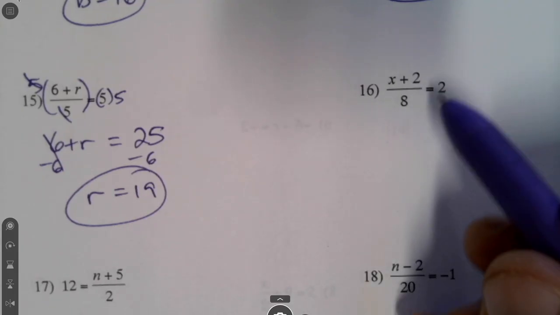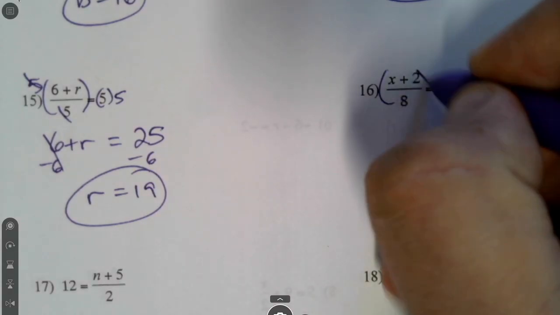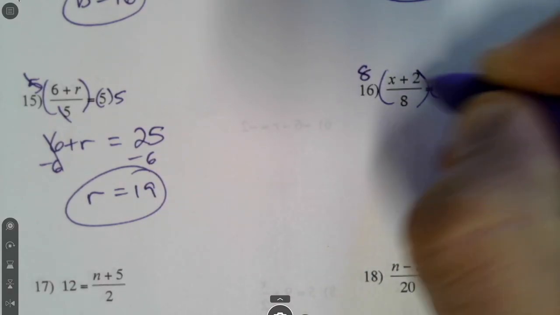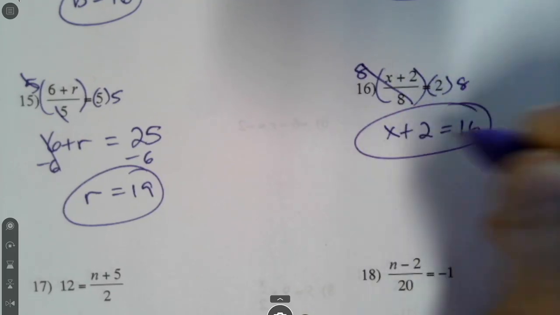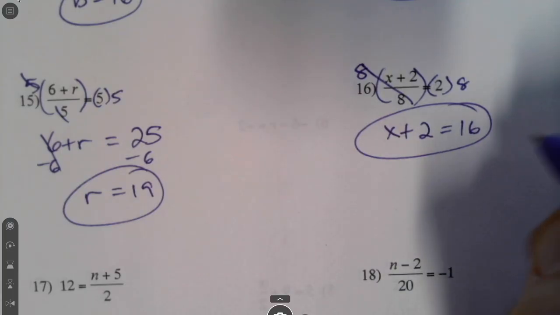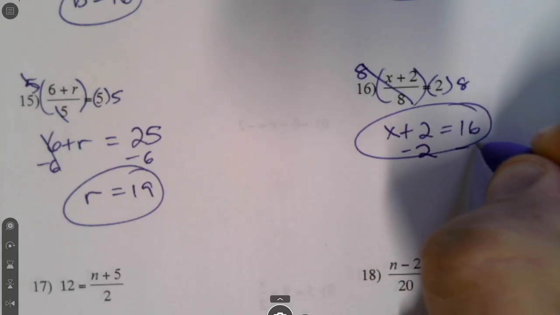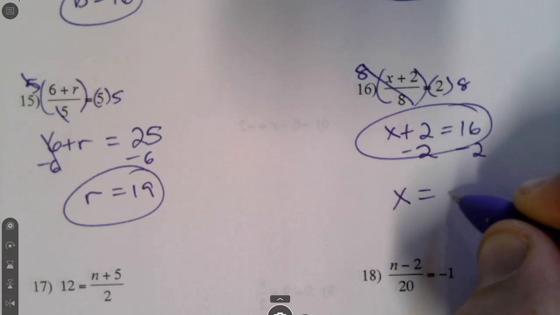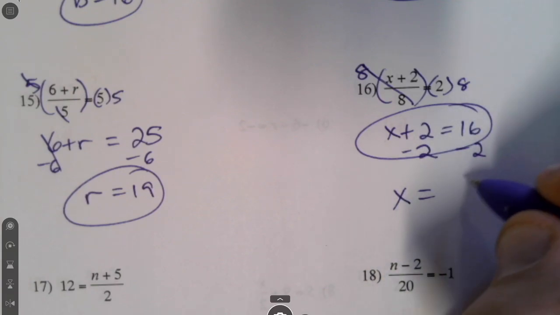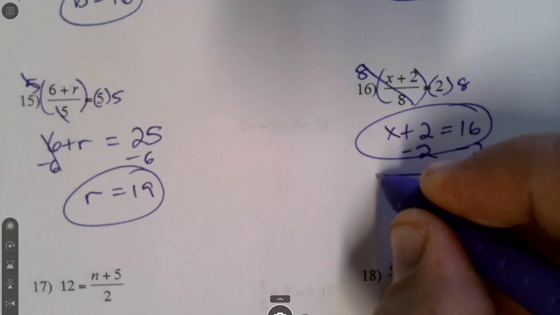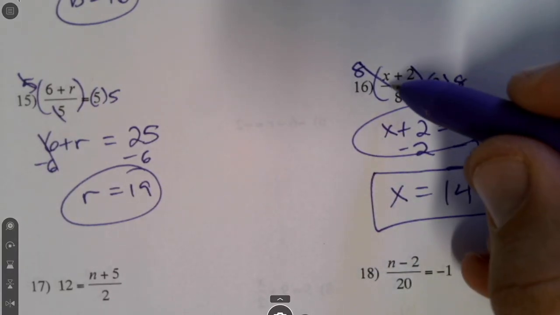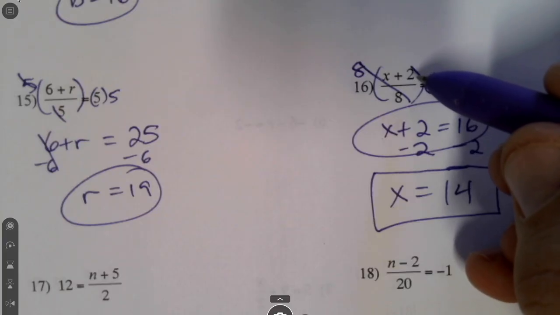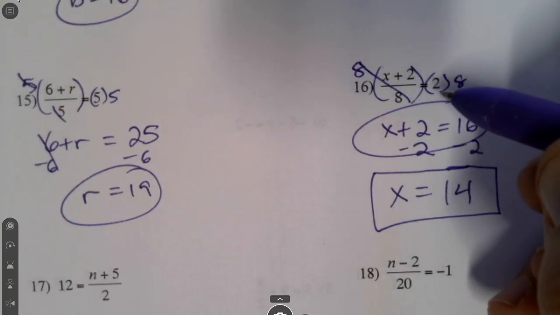16 is also of this type. The entire side is being divided, so we fix that by multiplying both sides by 8. We get x plus 2 equals 16. Oh, sorry, that's not the final answer. It's a correct step, but we're not done. We got to get rid of the constant by subtracting 2 from both sides. 2 minus 2 is 0, so we're just left with x. 16 minus 2 is 14. So that is the correct answer. 14 plus 2 is 16. 16 divided by 8 is 2.